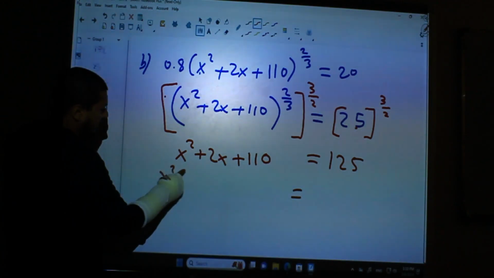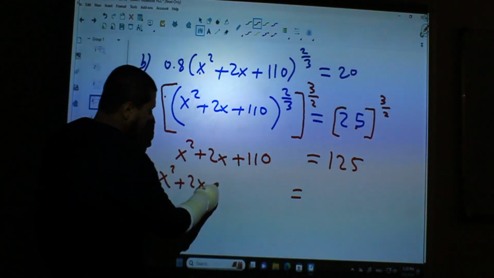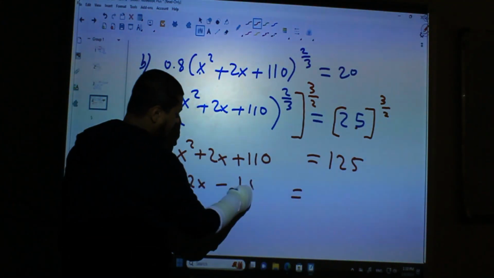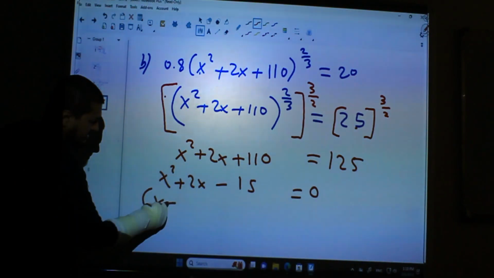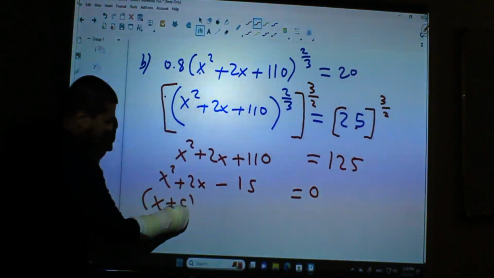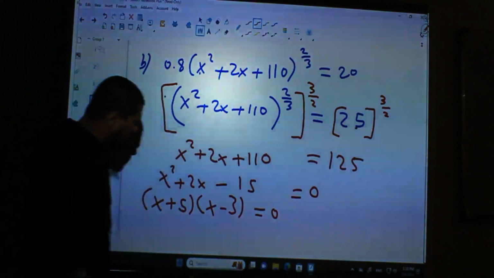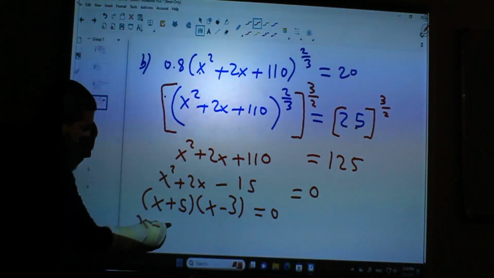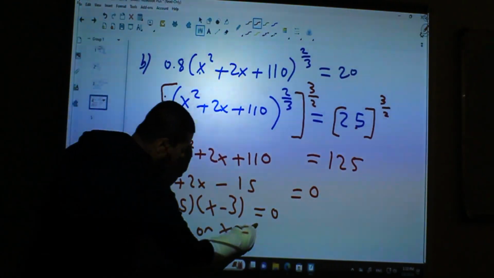So we're getting x squared plus 2x plus 110 minus 125, which is negative 15, is equal to 0. If you solve, you should get x plus 5 times x minus 3, which is equal to 0. So x is equal to negative 5 or x is equal to 3.